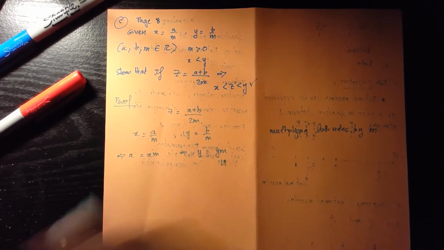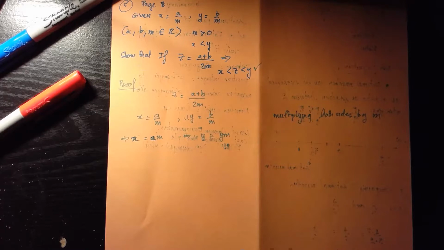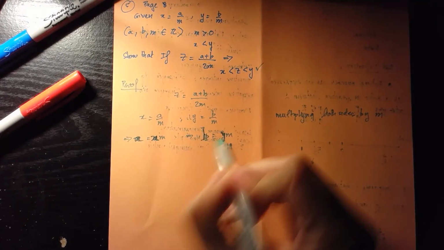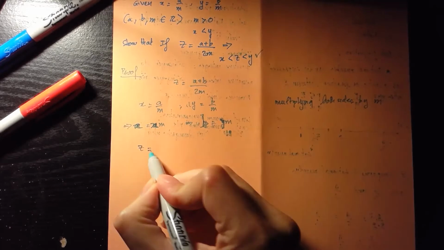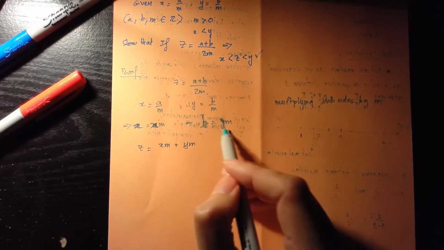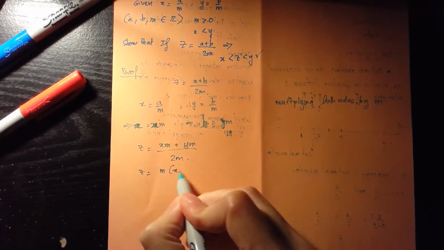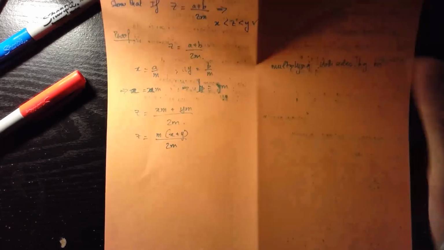Oh, I'm sorry. A equal x times m, and b equal y times m. Then I'm gonna plug it in. Let's see what happened. Okay, z equal xm plus ym over 2m, right? I'm gonna replace a with xm and b with ym over 2m. Then I factor the m out. We call it greatest common factor.